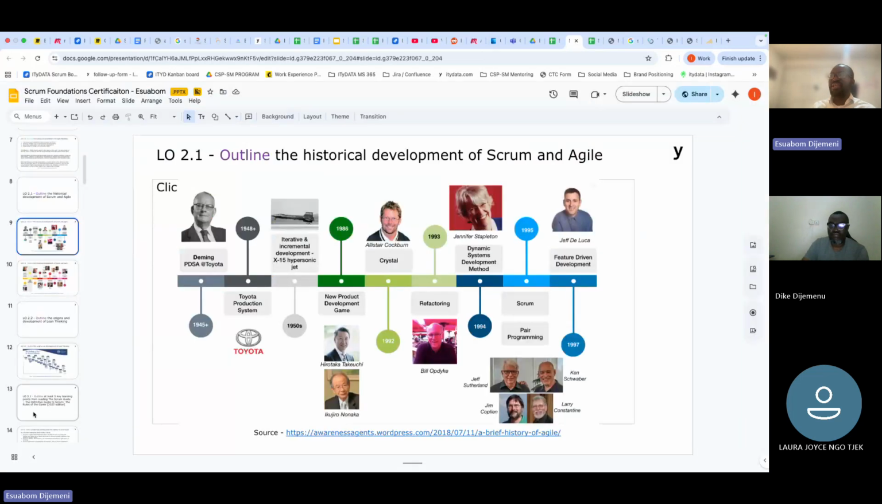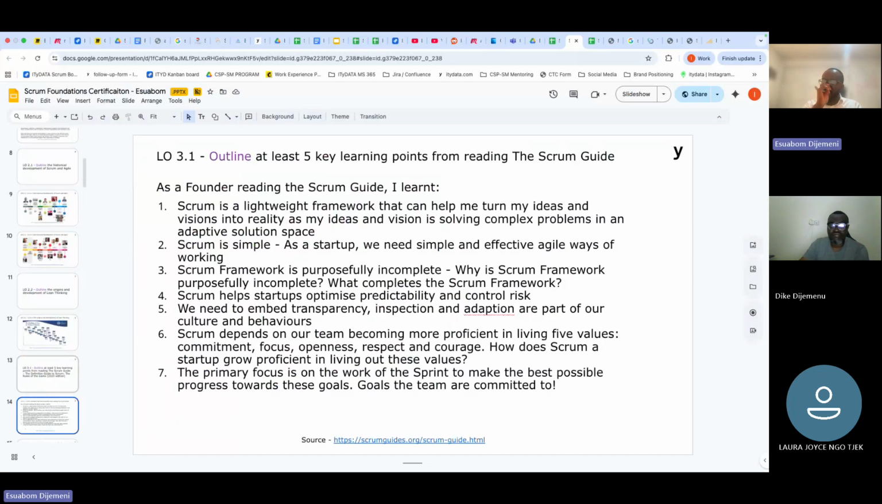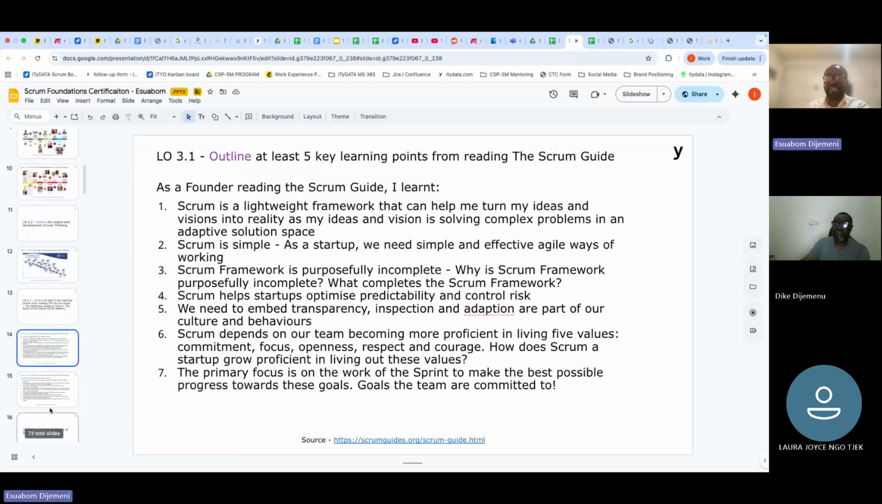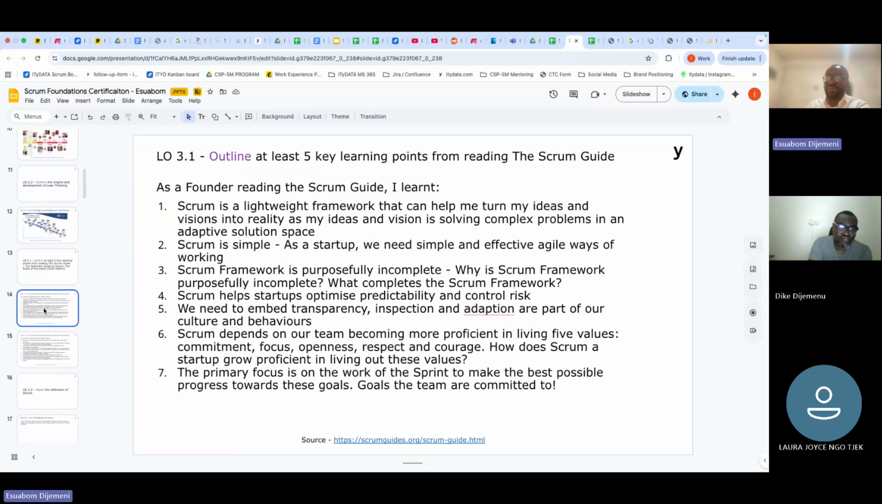For me, this was a stop moment when I was doing this learning objective. As you can see, even as an experienced practitioner, when you read the Scrum guide, it always feels like day one. So I took the stance of a founder founding a startup. I finished reading the Scrum guide. What did I learn? I probably, similar to you, wrote 15, and I stopped, and it was just 5. So 5 would have been fine to pass this learning objective.